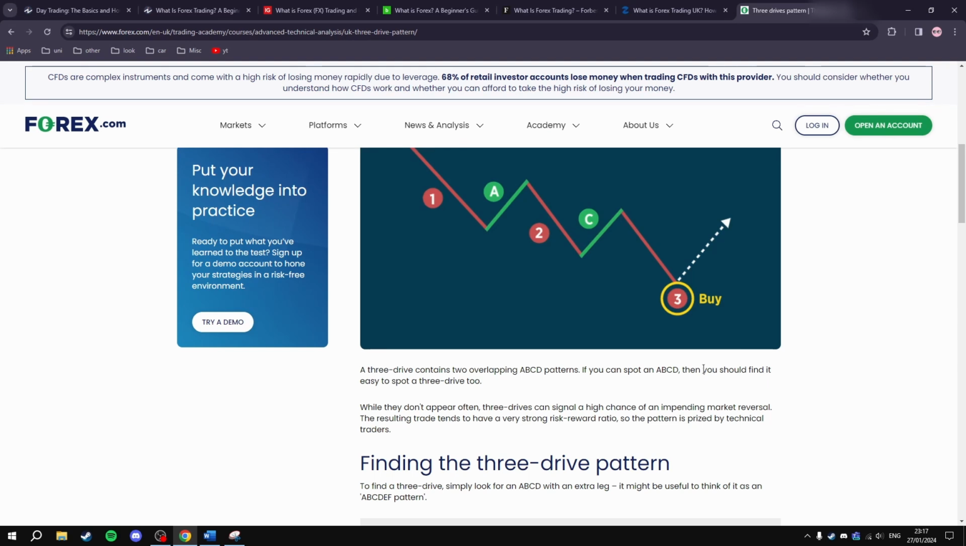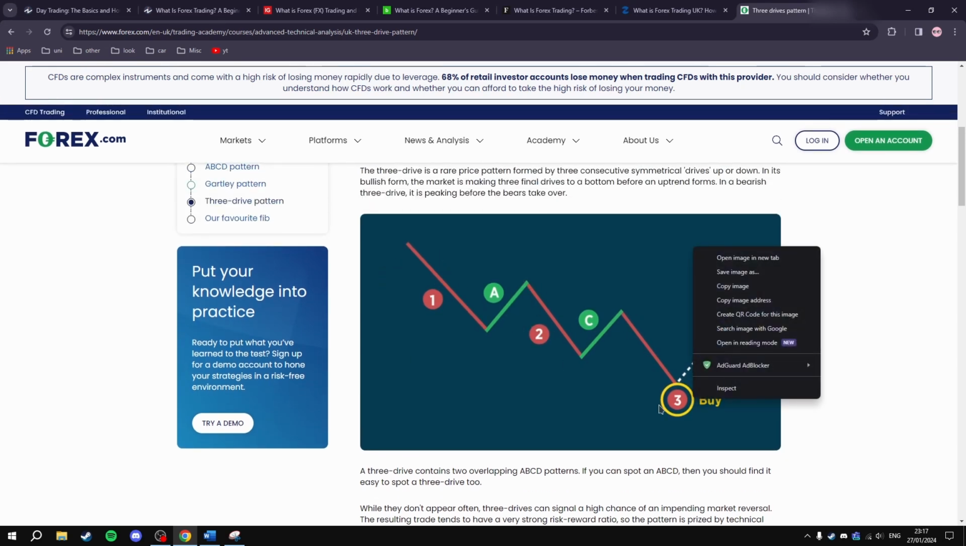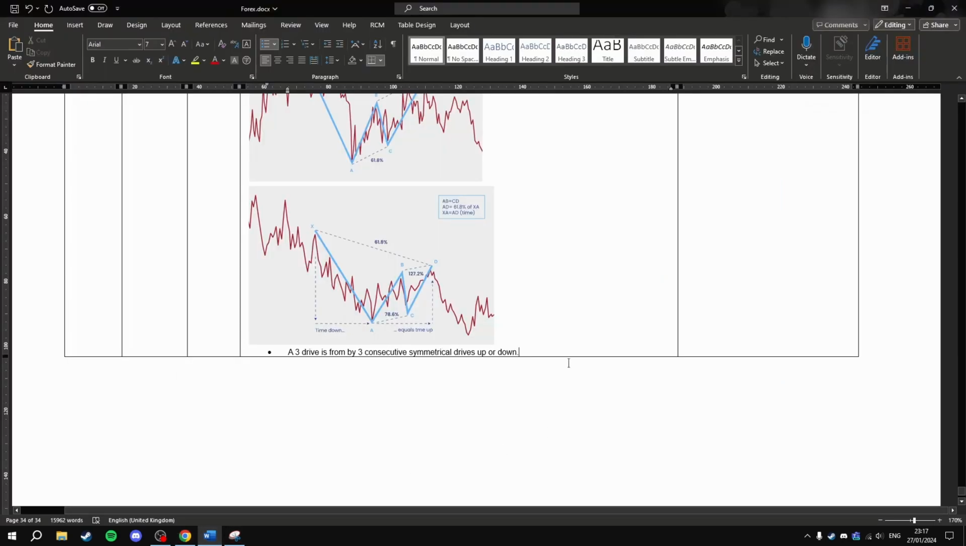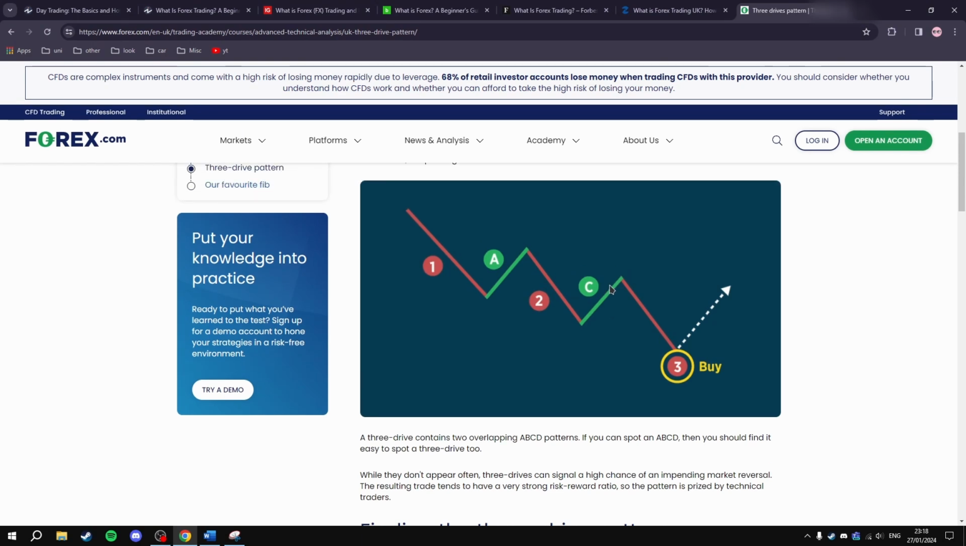A three drive contains two overlapping ABCD patterns. So that's 1 and that's 2. If you can spot an ABCD, then you should find it easy to spot a three drive too. That's an ABCD. That's also an ABCD.